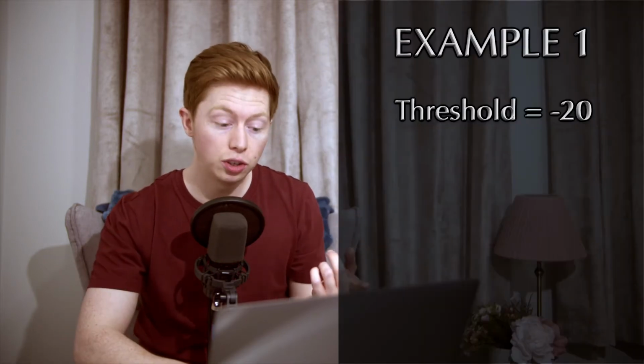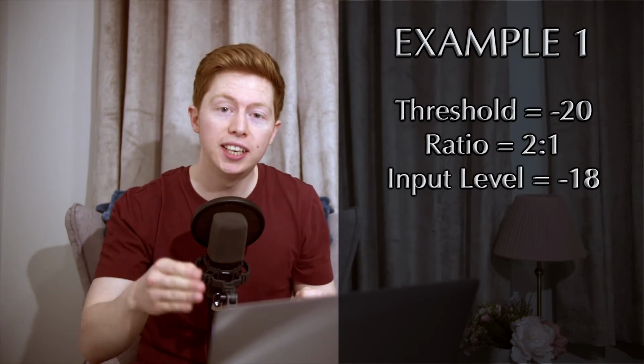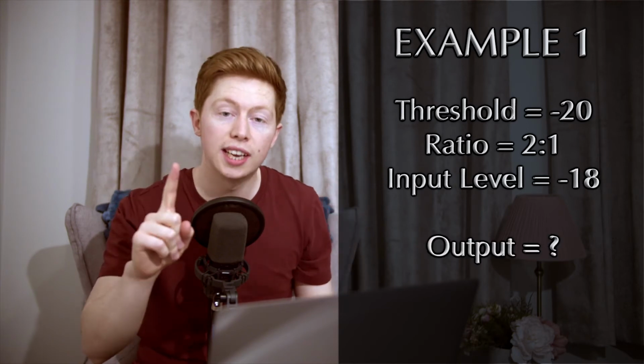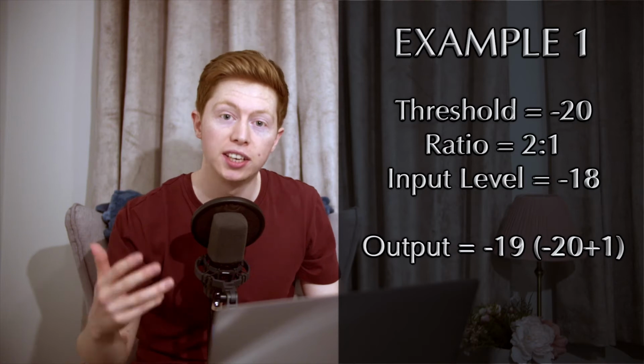So if we had a threshold of minus 20 and we had a ratio of 2:1, if our input level is minus 18, 2 decibels over the threshold, 1 decibel will be let through over the threshold. So the output will be minus 19.